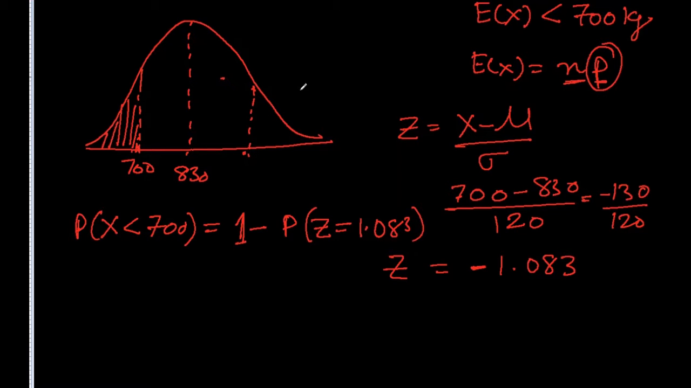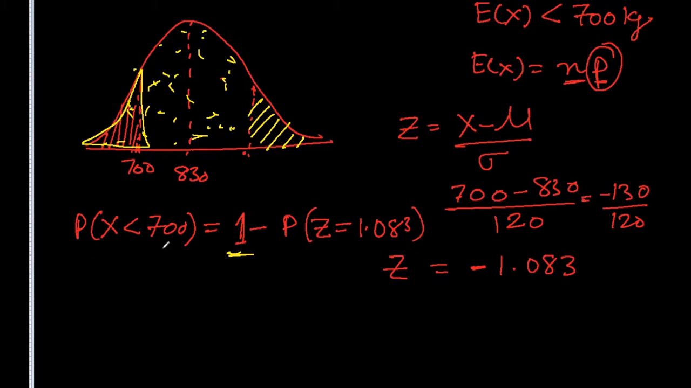Let me change the color of the area I'm talking about. This area we'll get, right? And subtracting from 1 will give us this area, which is exactly the reflection of the area we want. And that's why we do it. Whenever you have a negative z-score, just do this: 1 minus the probability of the positive z, the same positive z-score.